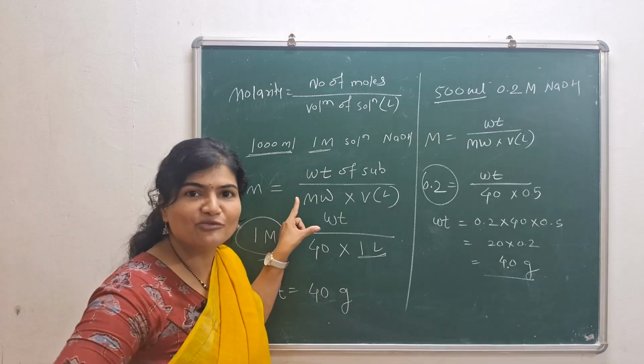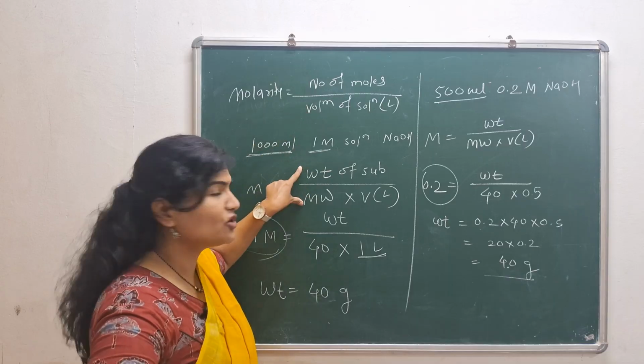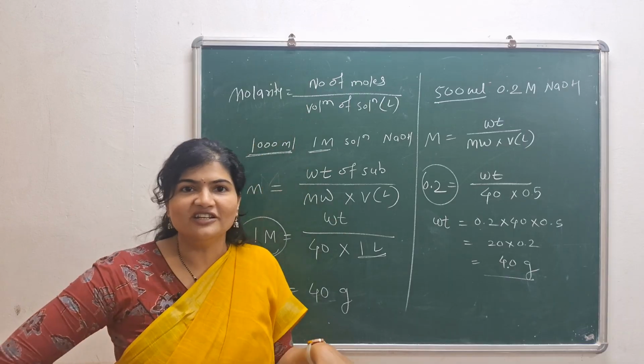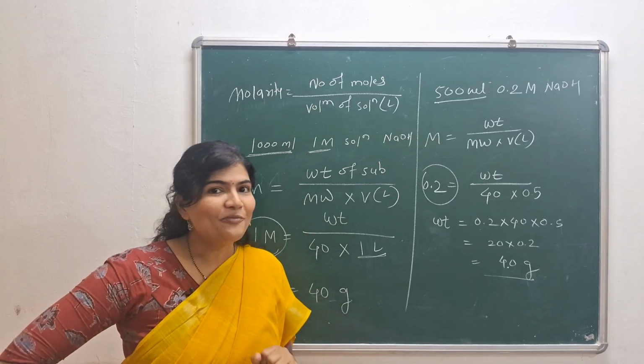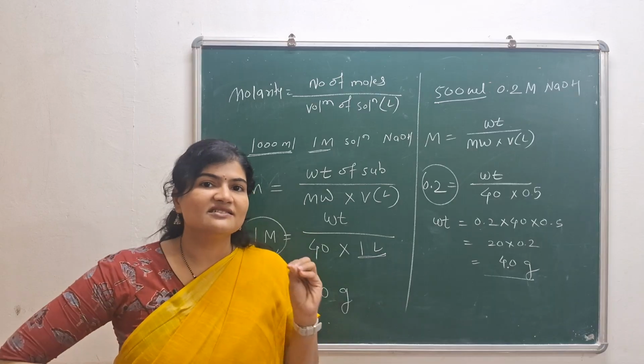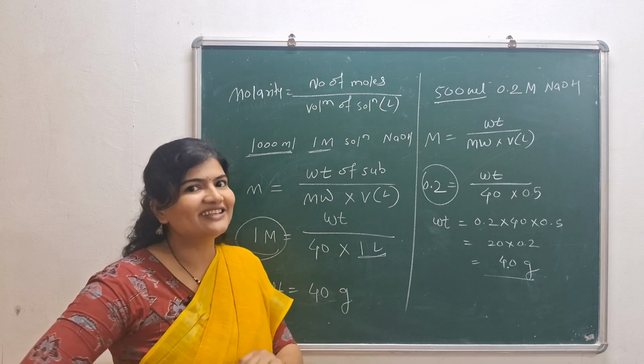So remember this formula. For the number of moles, we are just replacing it with weight upon molecular weight, and you are sorted. You can calculate any molarity with this equation. I hope it helps. We are going to discuss similar problems for normality calculations in the next video.